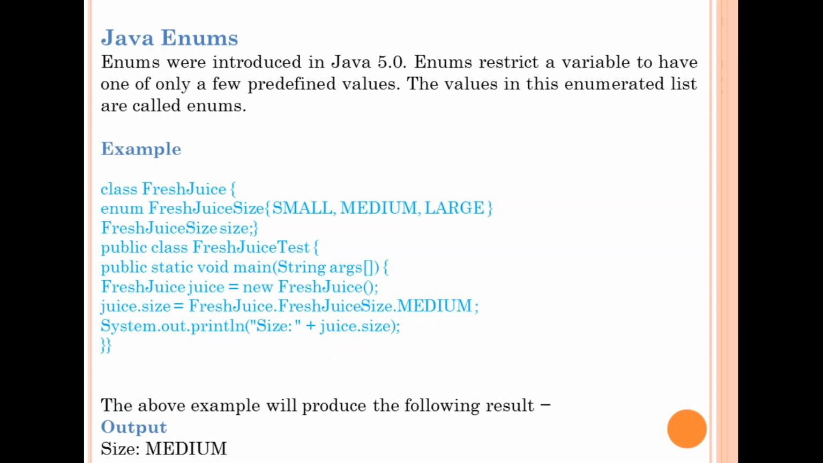For example, if we consider an application for a fresh juice shop, it would be possible to restrict the glass size to small, medium, and large. This would make sure that it would not allow anyone to order any size other than small, medium, or large. And the example is, as we can see on the screen, which will produce the result as medium.